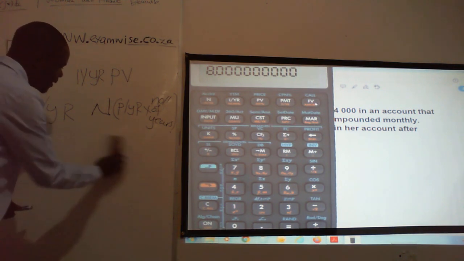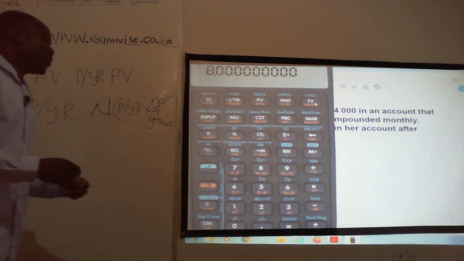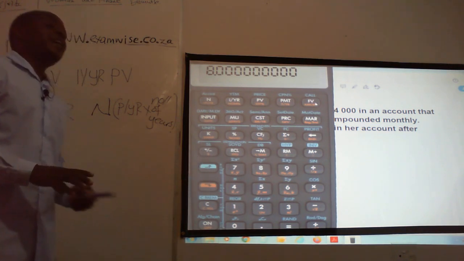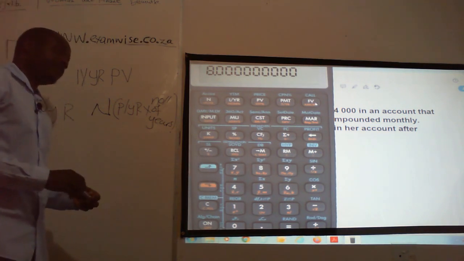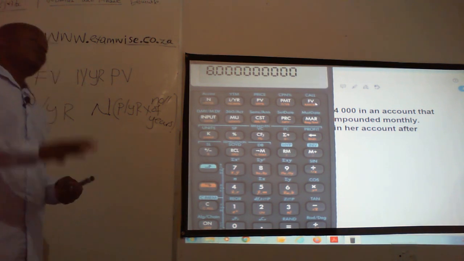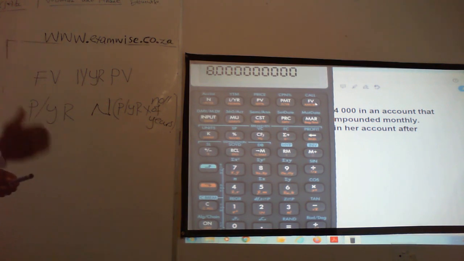So present value is always entered as negative. To enter our present value as negative, we will make use of plus or minus. So to enter our PV as negative, we use plus or minus.